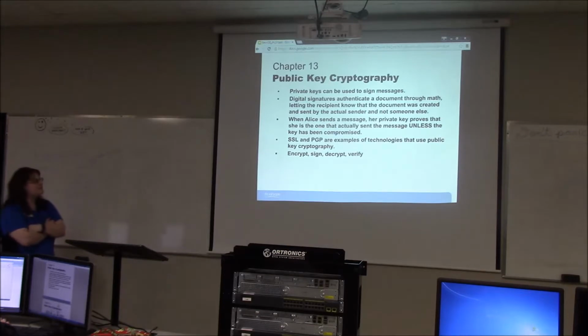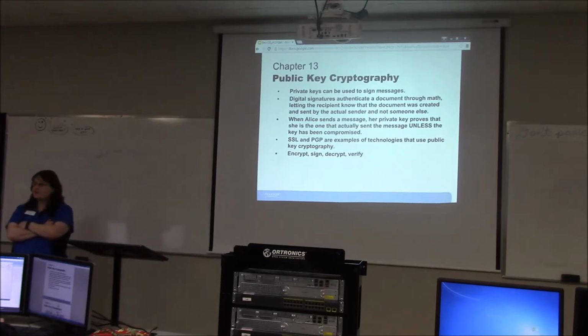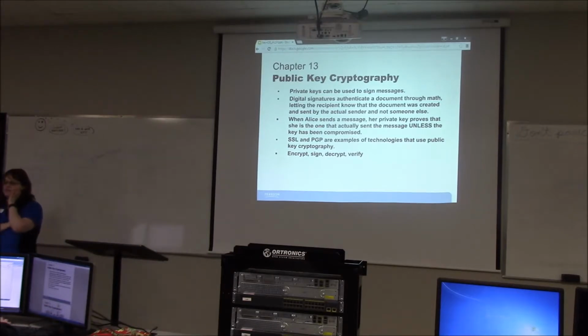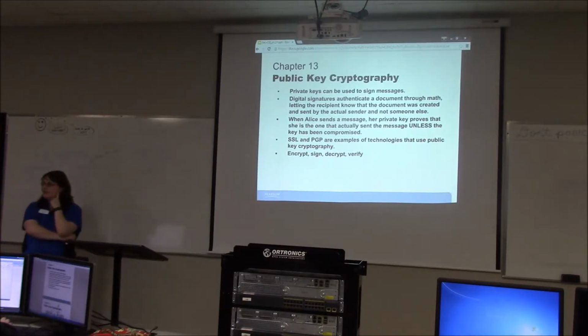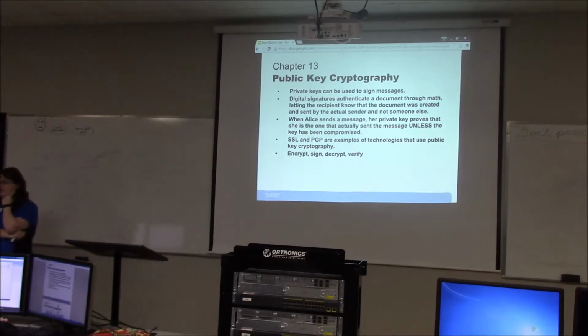There's some examples of this. SSL does this. So we know SSL is the protocol that we use for HTTP to make sure that it's secure. It's essentially doing things like this. And also PGP, which stands for pretty good privacy, which is hilarious to me. They also use public key cryptography. So there's a couple of examples.